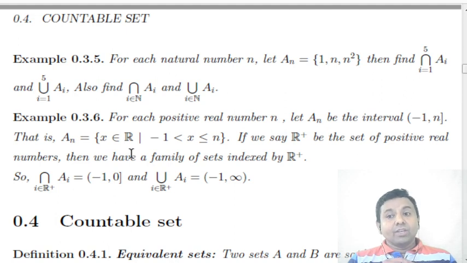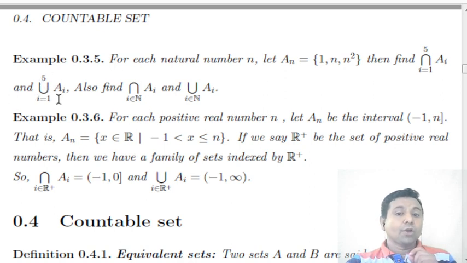Then find the intersection of Ai for i running from 1 to 5. If you find this intersection, then what is the general form, the intersection over i belonging to n of Ai? You also have to find this: what is the union of Ai for i running from 1 to 5? If you can find this, what is the generalization of the union over i belonging to n of Ai?